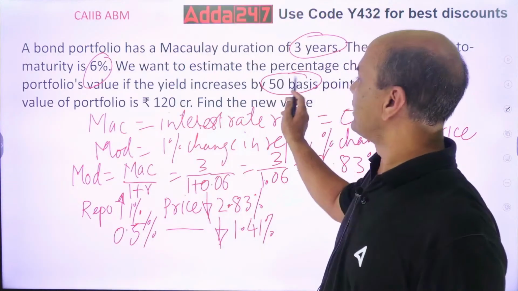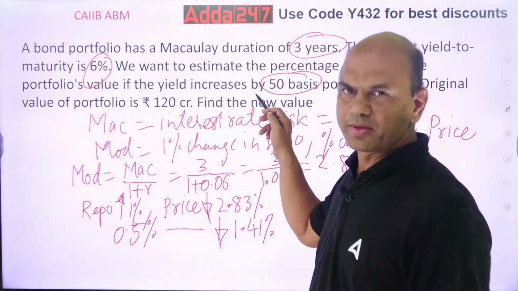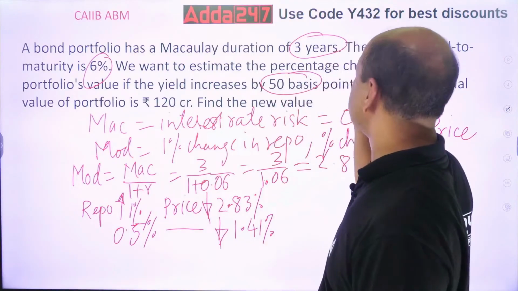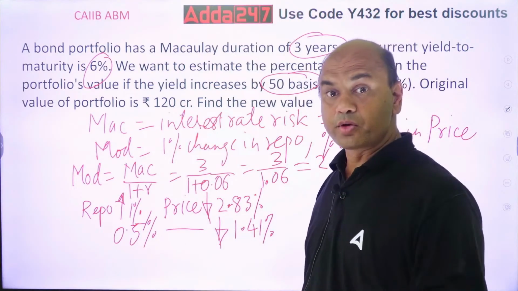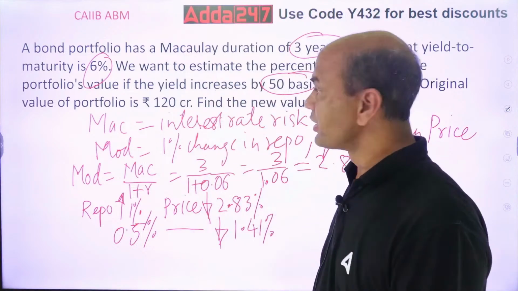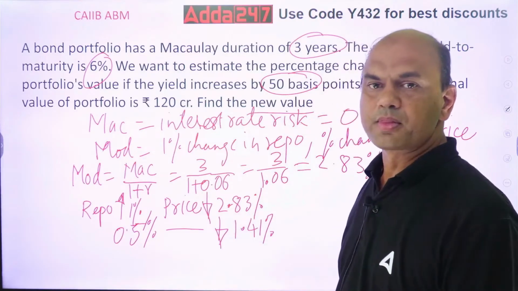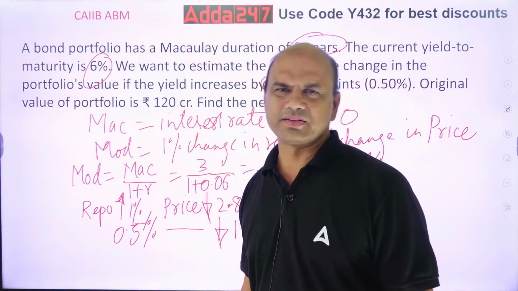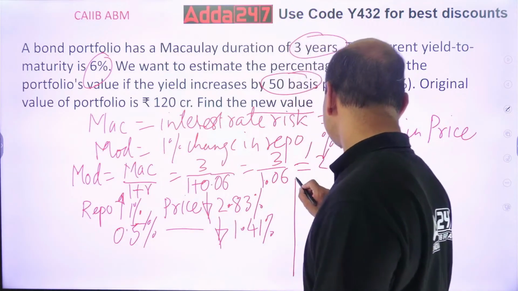So the first question which is asked is this only. If my yield changes by 0.5 basis points or 50 basis points, 0.5%, then the percentage change in the portfolio will be 1.41%. But you have one more question in this. See, there are two questions involved. One is this, and second is find a new value. So now what is the new value? See, now this calculation is very simple. I'll show it over here.